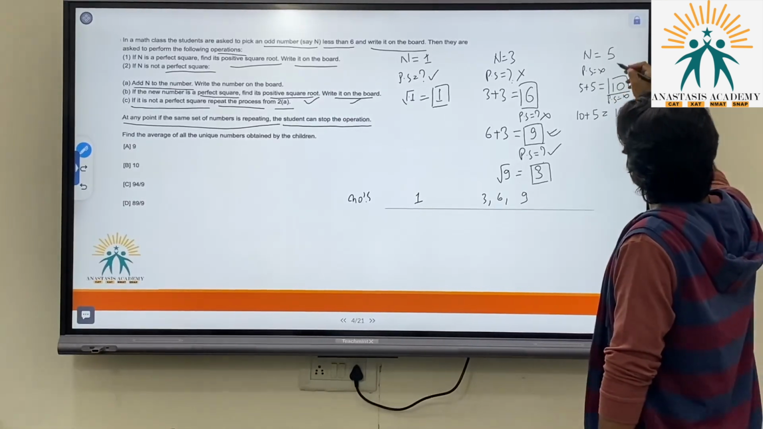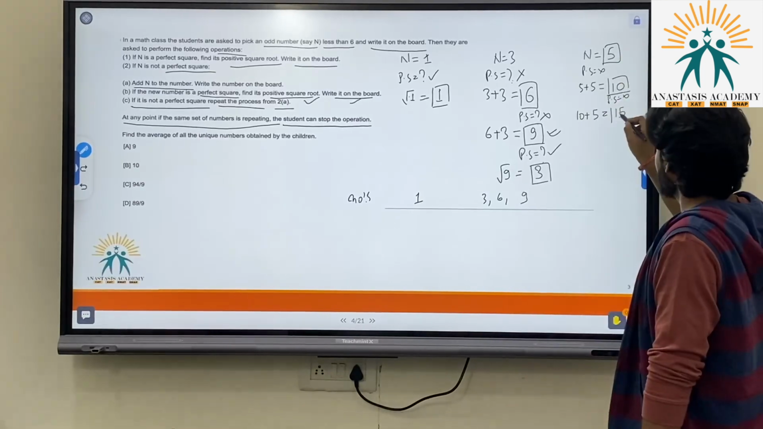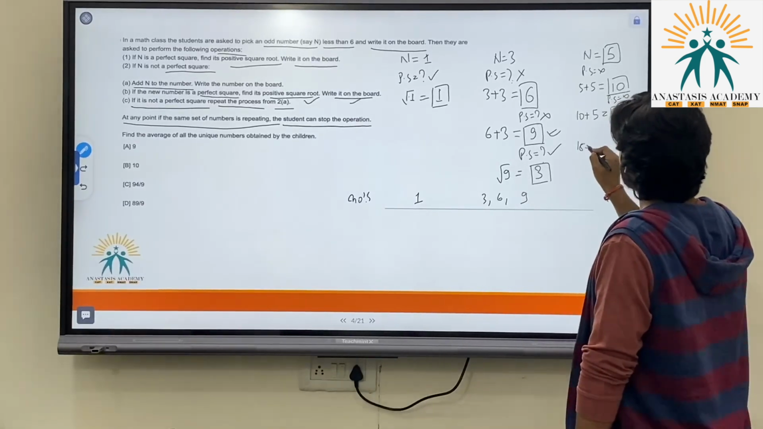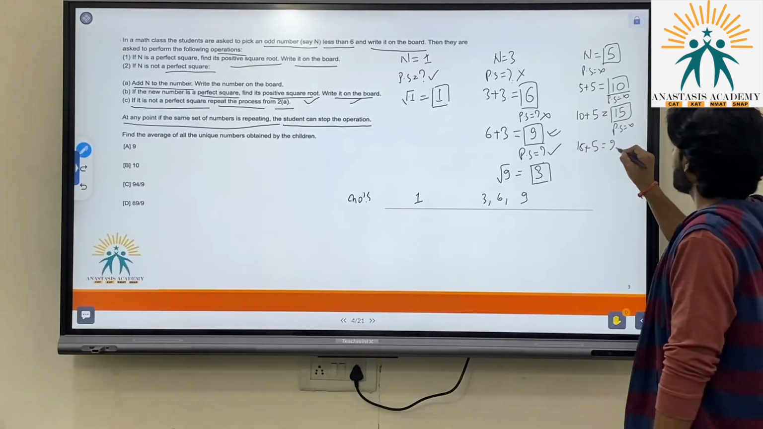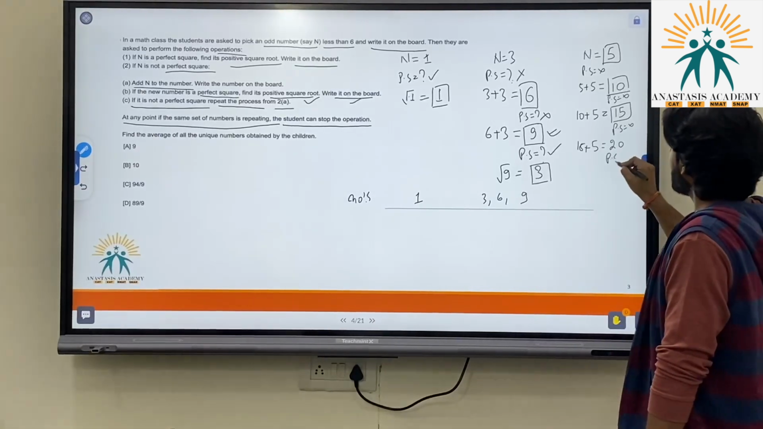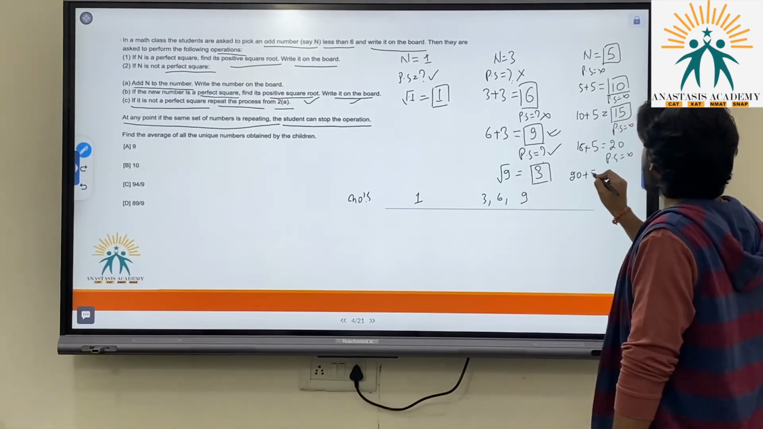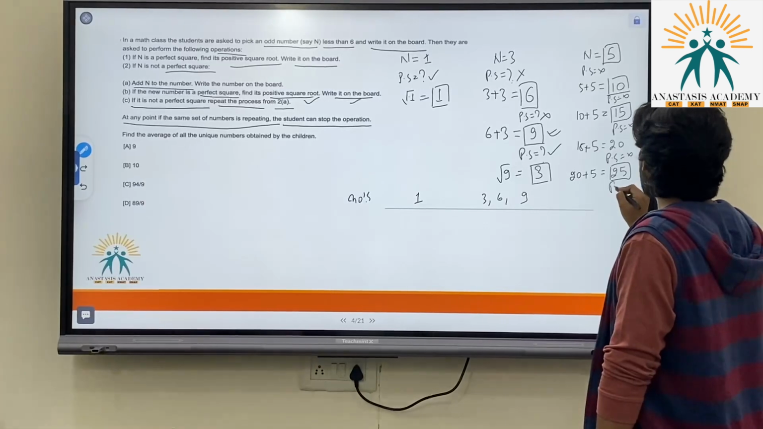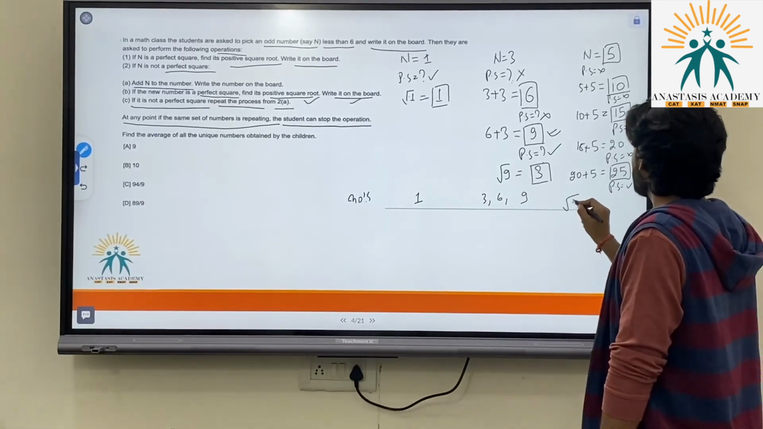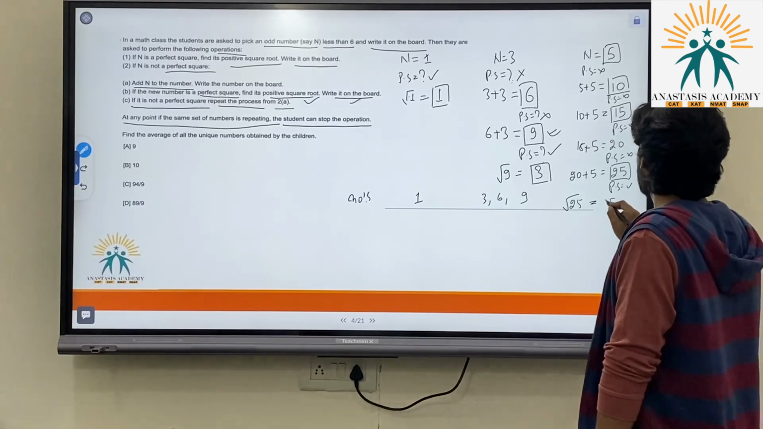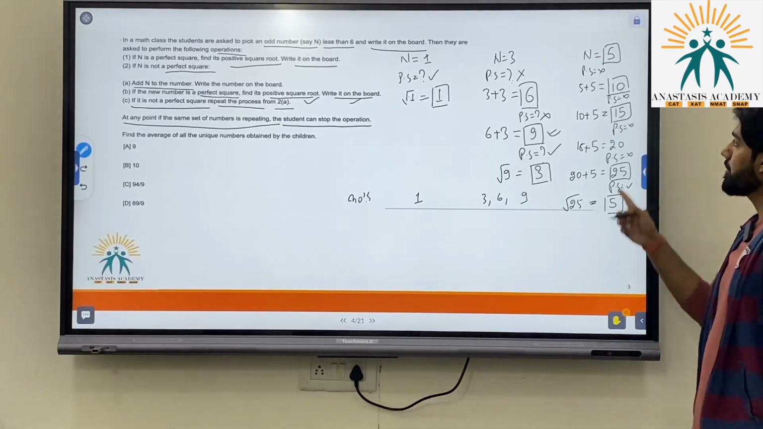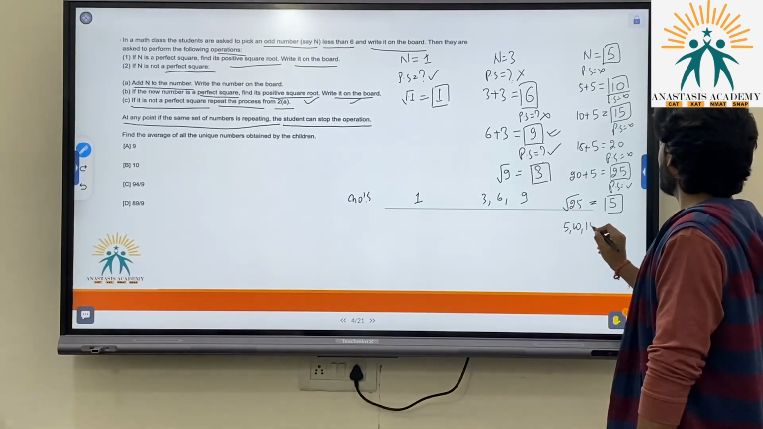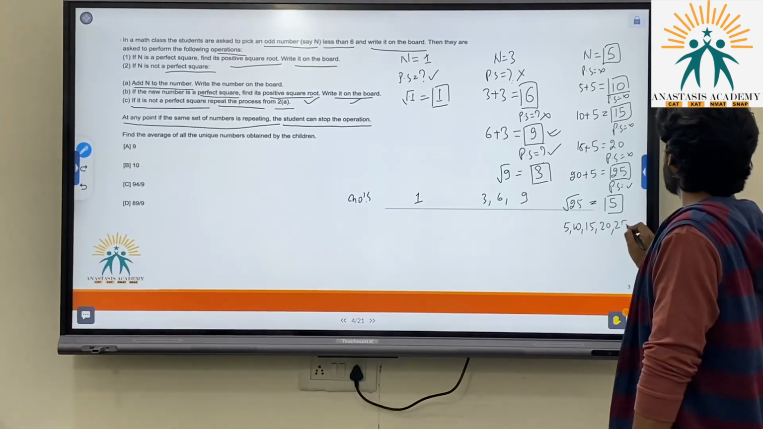And I am writing all these numbers on the board. So 15. Is it a perfect square? Again, it is not a perfect square. So I am adding n to the number. What do I get? 20. Again, it is not a perfect square. Again, adding n to the number. What would I get? 25, which is a perfect square. So now I have to find the positive square root of 25, which is 5, and from here onwards numbers will repeat. So in this case, numbers written on the board are 5, 10, 15, 20, 25.